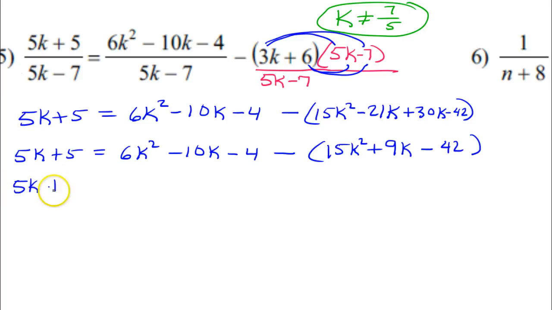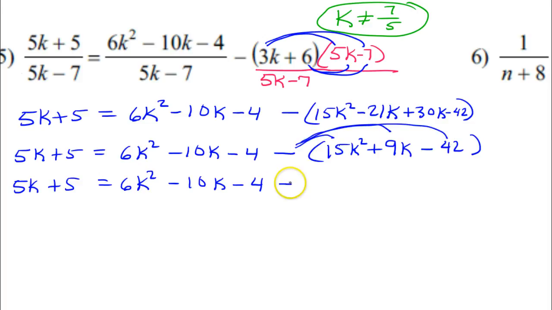Now, just recopying all this mess again. It's annoying. So now I'm just distributing this minus sign, my people. So this will be negative 15k squared minus 9k plus 42. Alright, dealing with that negative sign properly, that's crucial. That's the mistake that most people make, is not distributing that negative sign. So just be really, really careful to put all this in parentheses and then distribute the way I just did.